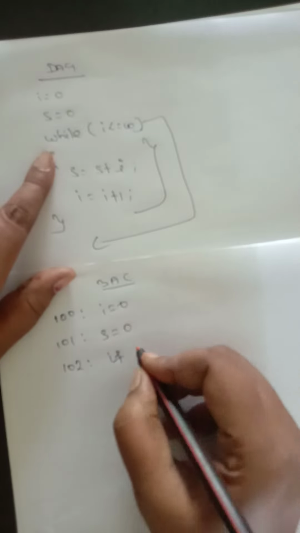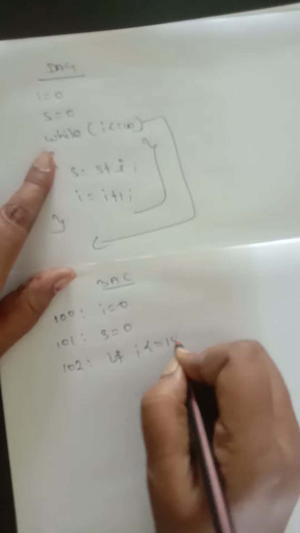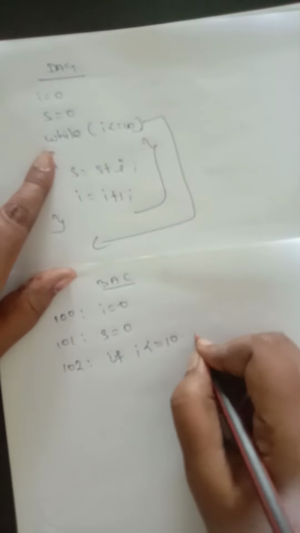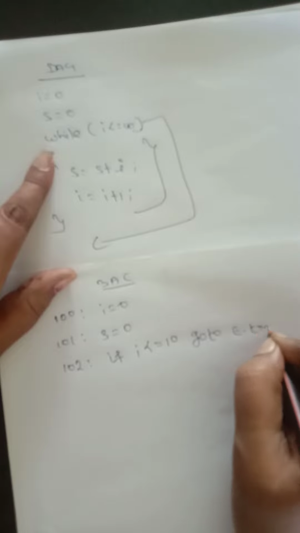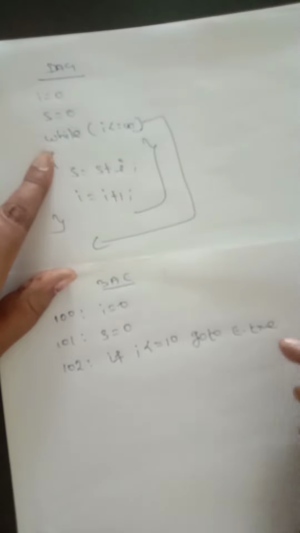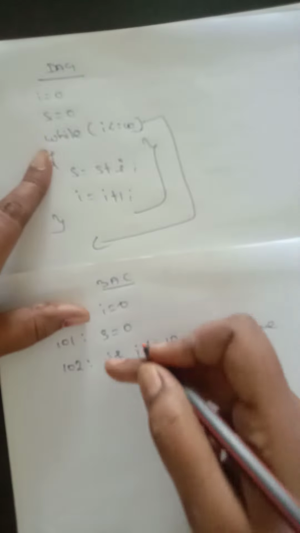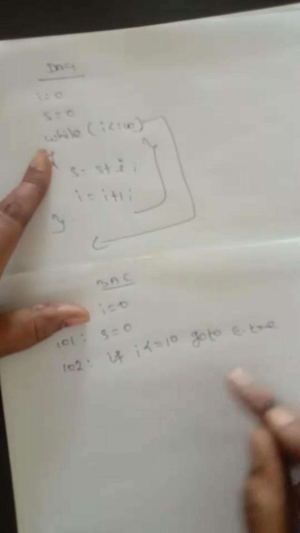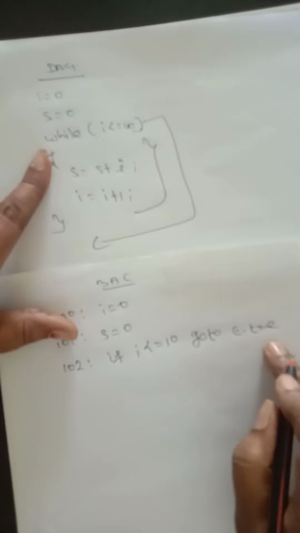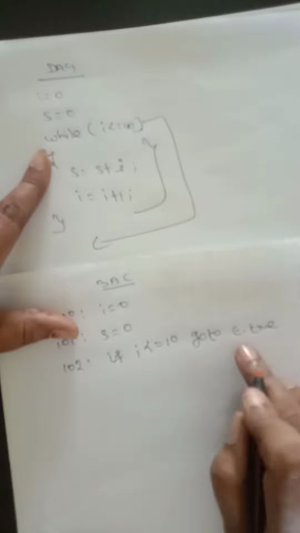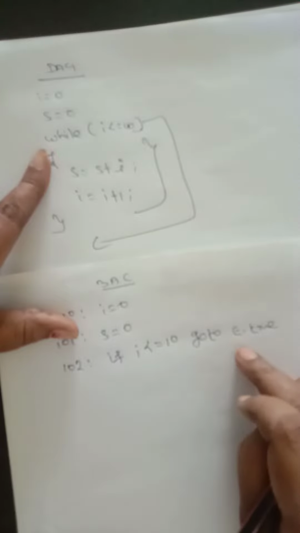If i is less than or equal to 10, it goes to E.true. We don't know the address of E.true, so we just write the label. After completing the entire code, we find out the E.true address and replace it. That is called back patching. Initially we don't know the address of the E.true block, so just write the label name.